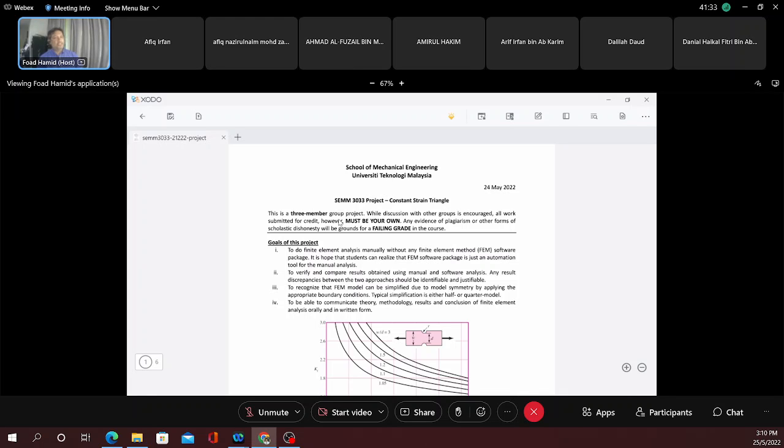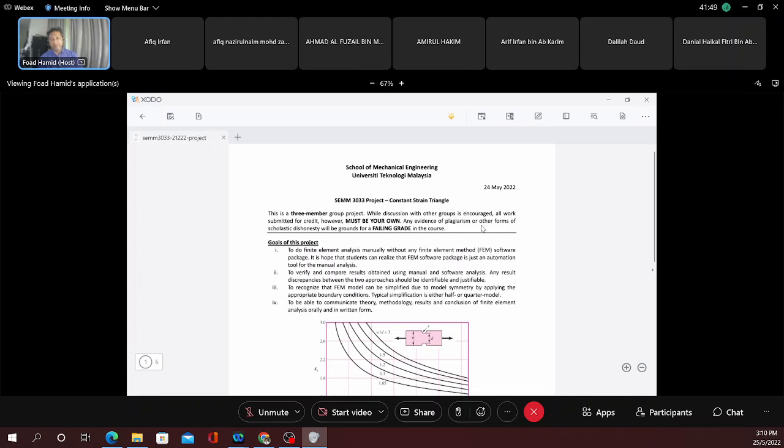I do not want there to be 3 people, and another 3 people doing the same project. No. So you have different projects. Let's say group 1 and group 2, they have 2 different projects. So it must be your own.